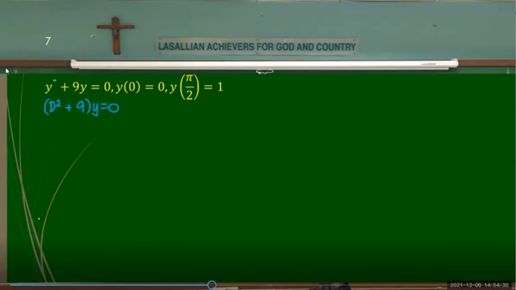I'll change the color. So that one, when we change this to a function of m, m squared plus 9 equals 0. So that means you have basically two roots. So plus and minus 3i. So your a is 0. Your b is 3. So what will be the solution?